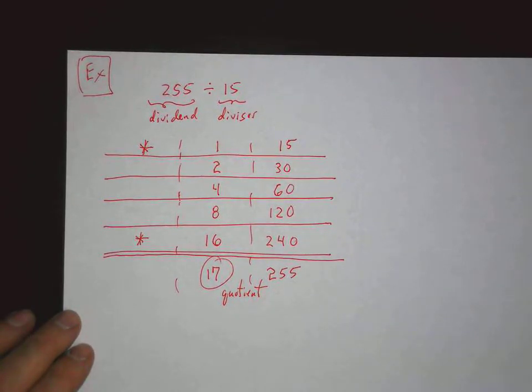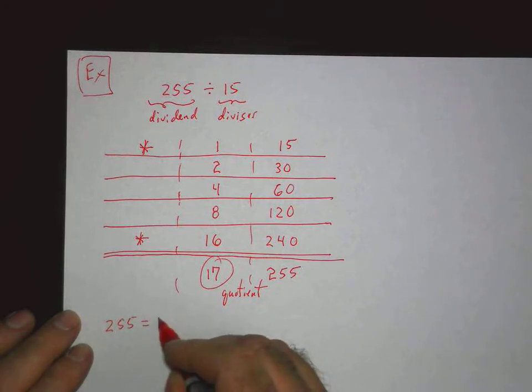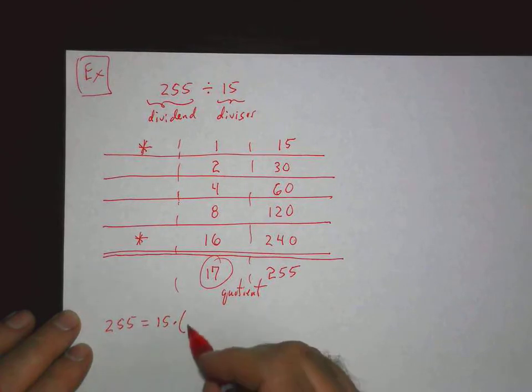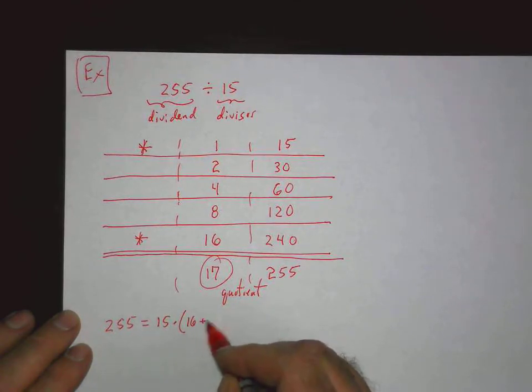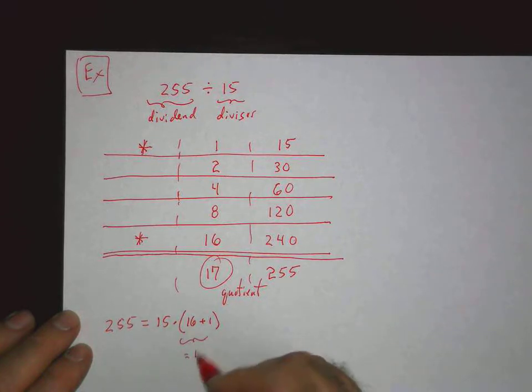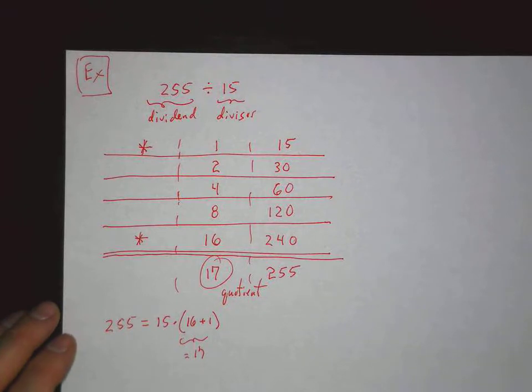And notice what we've actually done here. We've taken our dividend and our divisor 15 and found those powers of 2 that I had to add together, so that my divisor 15 times the sum of powers of 2 would equal my dividend. That's the thought process behind this.